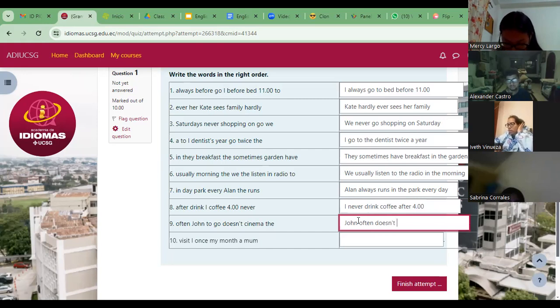Apostrophe, aquí hay que usar el apostrophe. Doesn't go where? To the cinema. To the cinema. Ese to the cinema, every day, in the morning, in the garden, twice a year, on Saturday. Ese es como el complemento, ¿no? Como el detalle al final. But that's usually at the end of the sentence. Good. What about the last one?